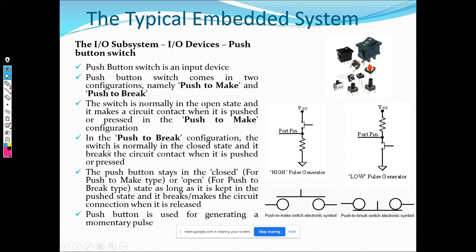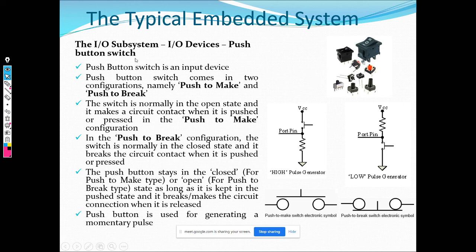Next, we have push buttons. I think you would have seen this. This is a very familiar thing that we see in our microcontrollers lab, right? So you see different kinds of switches, push buttons and switches and all these things. All these are types of push buttons.